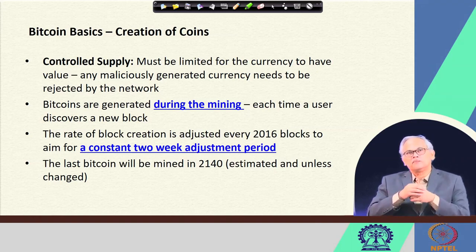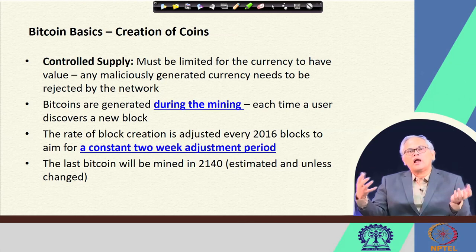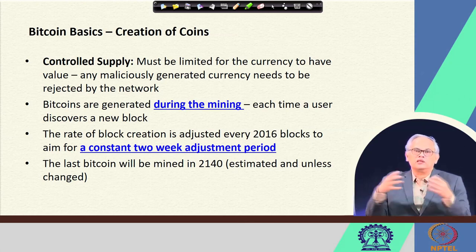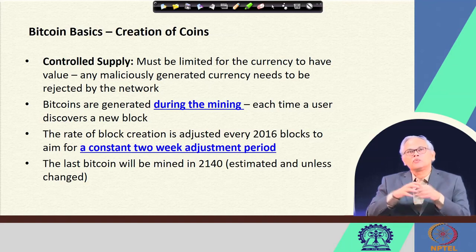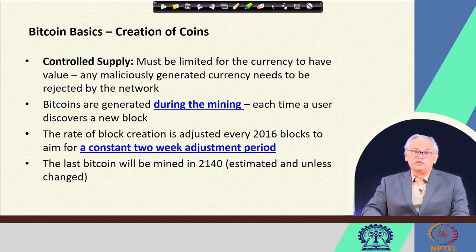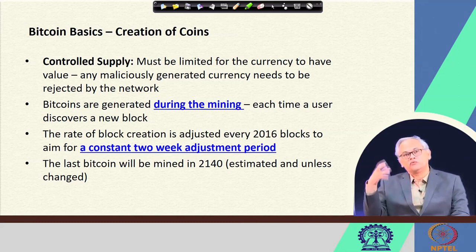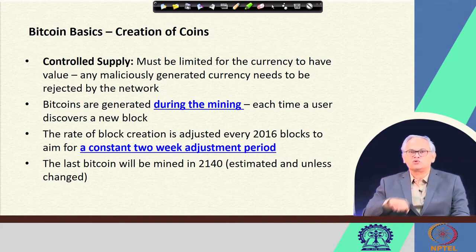So, it also means that you cannot keep on adding more such currencies in the entire economy. You have to have a controlled supply, otherwise there will be what is called inflation. So, even in the Bitcoin network it is to be controlled. So, we have this way of controlling the supply. Any maliciously generated currency also needs to be rejected. Just as there are counterfeit notes and coins in real currency, it is important that there is a way to ensure that such counterfeit bitcoins are also not added to the network.